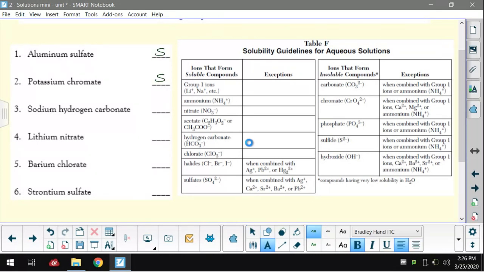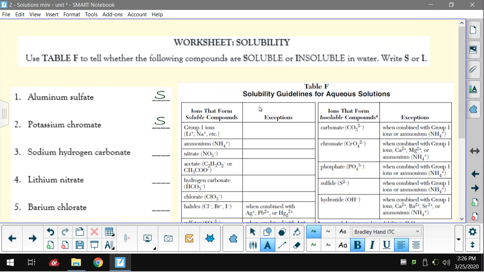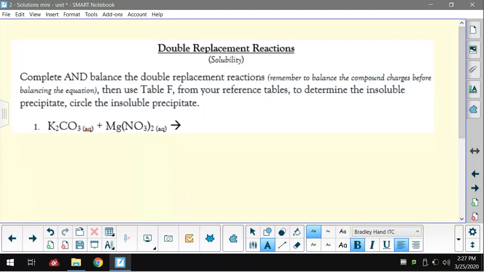Go through this, check against table F, and see. So go through, when I say this, I mean the solubility worksheet. Go through that, check against table F. Make sure you have table F open with you while you're doing this. And then after that, check back. Okay? Hopefully you checked through that first time, did that on the quiz.